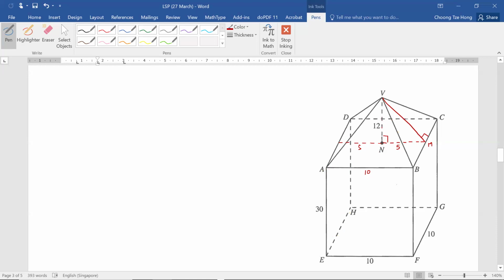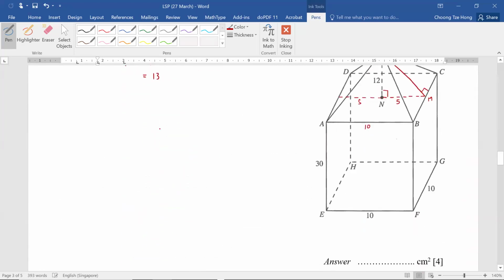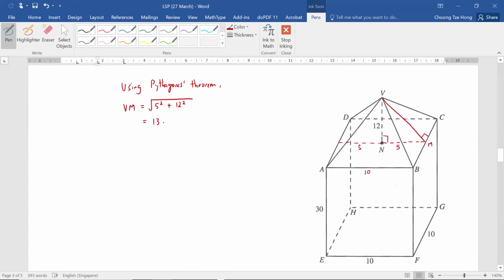We know the height to be 12. So now we can use the Pythagoras theorem to help us find VM. Using Pythagoras theorem, VM equals the square root of 5 squared plus 12 squared. So this will actually give us 13. This one is in cm, so 13 cm. So VM is 13 cm.